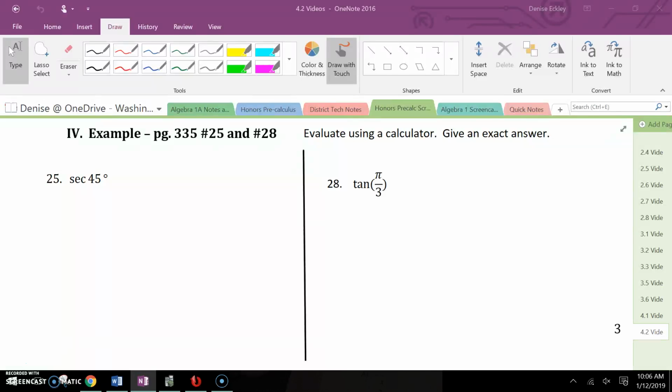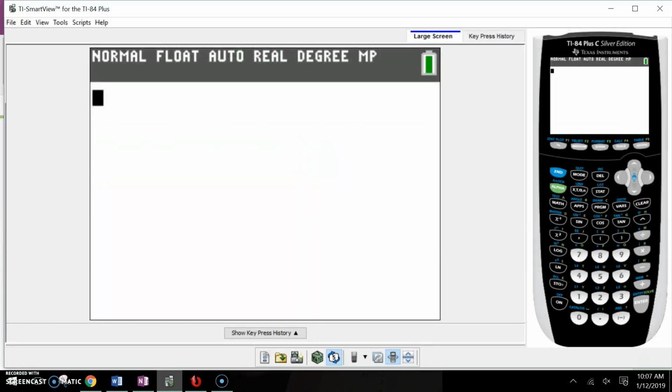So we have one angle that's in degrees and one that is in radians, so we have to be careful about the mode our calculator is in. I'm going to do this on both calculators to show you where to change the mode, how you can check that, and also how you put the trig functions in. Starting with the 84, the advantage of the 84 is that you can see at the top that it says degree. It gives you all the modes right there: normal, float, auto, real, degree, MP.